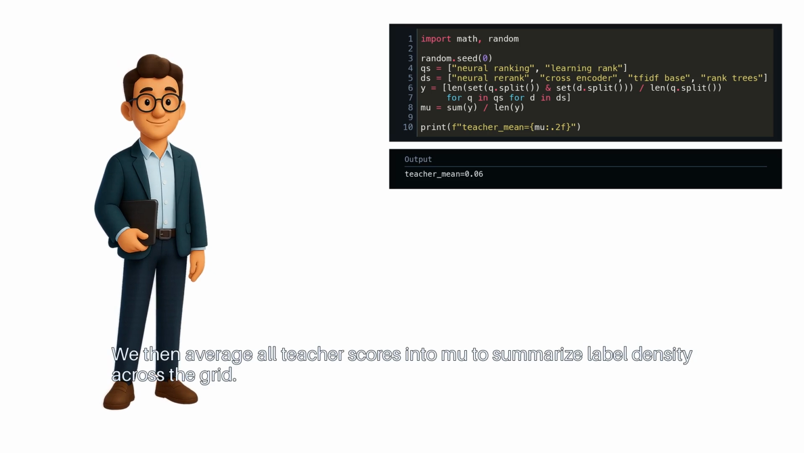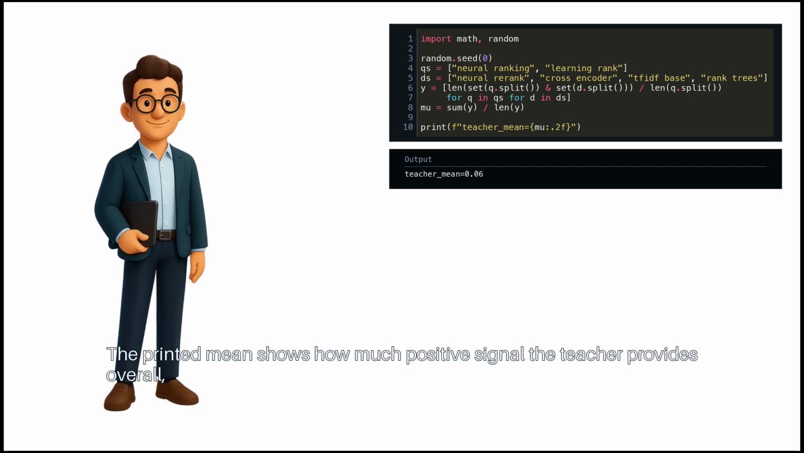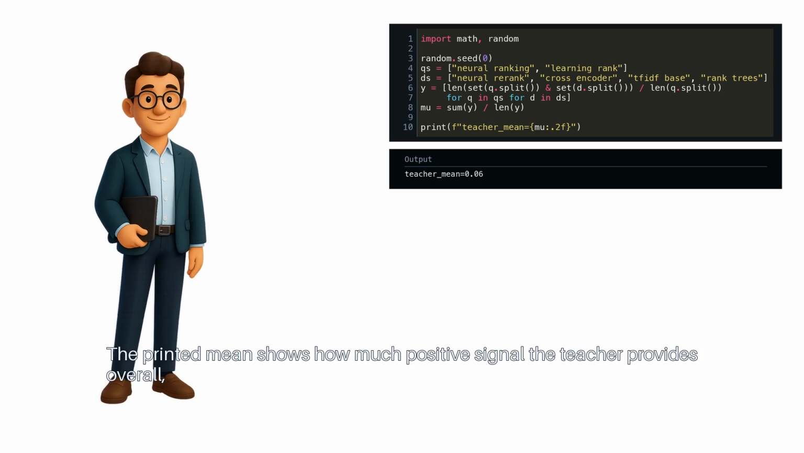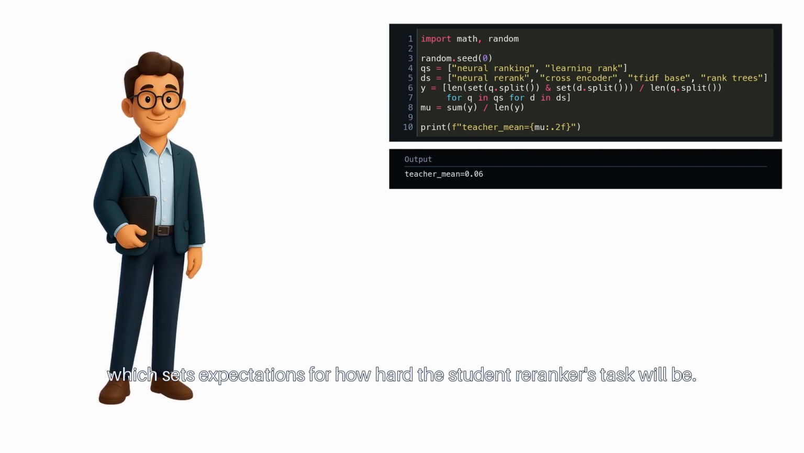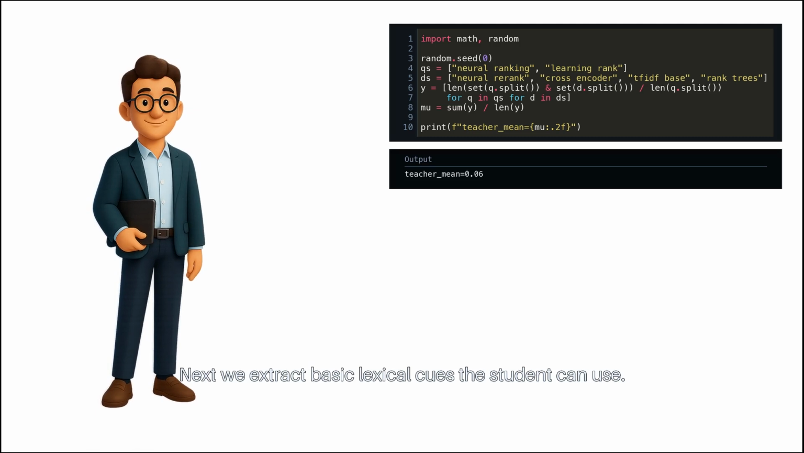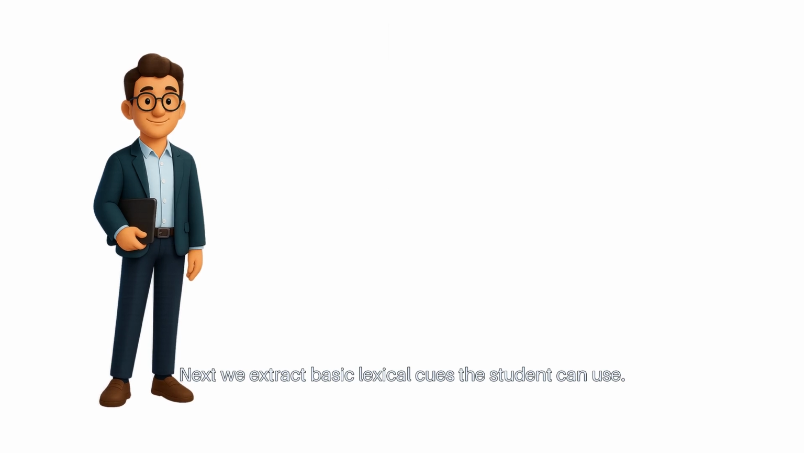We then average all teacher scores into mu to summarize label density across the grid. The printed mean shows how much positive signal the teacher provides overall, which sets expectations for how hard the student re-ranker's task will be. Next, we extract basic lexical cues the student can use.